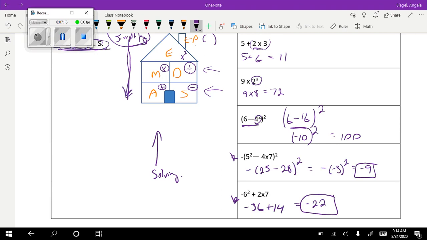Okay, so this one is actually kind of a tricky one. This probably didn't give you any problems. It's this right here. So the rule is we're going to do exponents before we do multiplication. And so this gave me 9, and then I'm going to apply that negative to it. So that's why my answer is negative 9. And then for this one, you should have gotten negative 22.